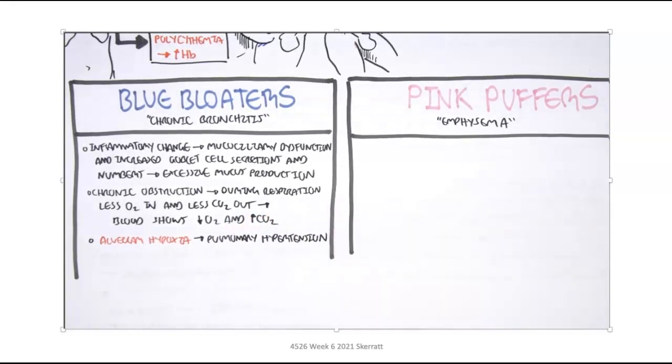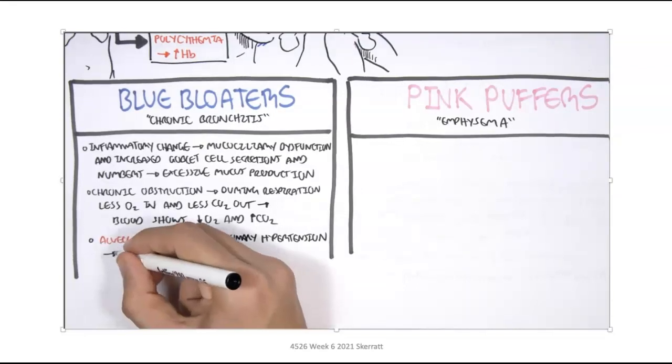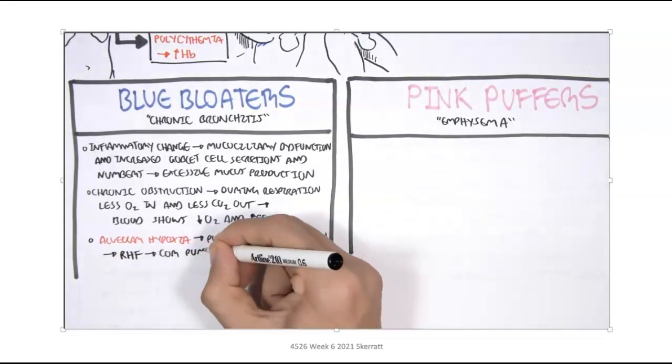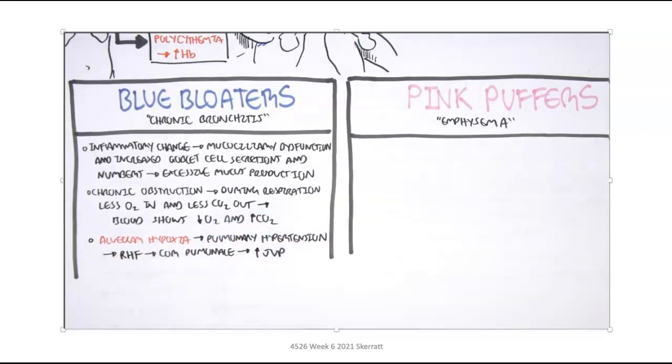When you get pulmonary hypertension, this can cause backflow of blood to the right side of the heart, and this can cause right-sided heart failure, which causes your cor pulmonale, leading to the increase in jugular venous pressure. I hope that makes sense.